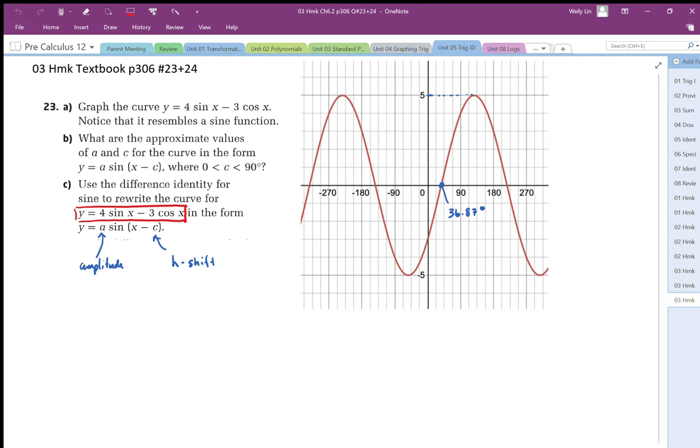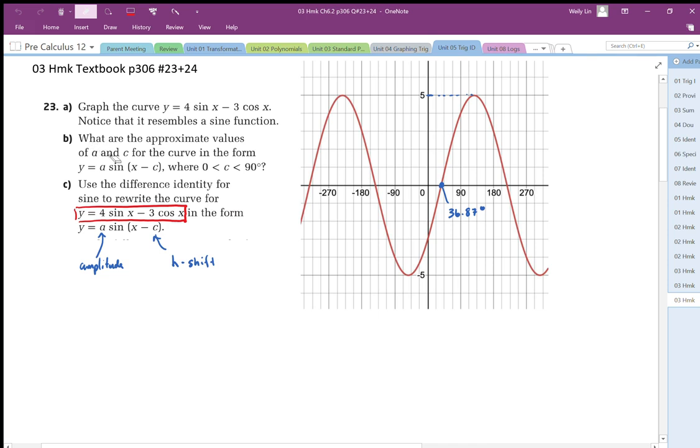In question number 23, we're asked to draw the graph of this function, y equals 4 sine x minus 3 cos x. And when I graph that, it does look like a sine function. This is what it looks like here in red. And it asks us to then use this to try to find the transformed function.